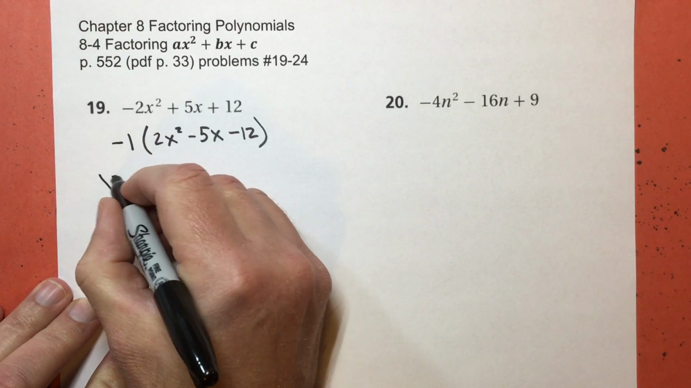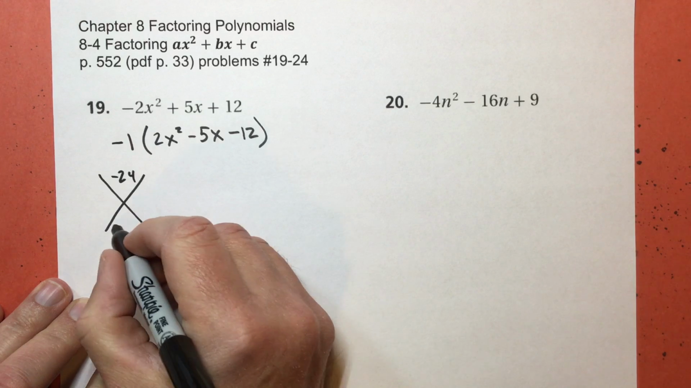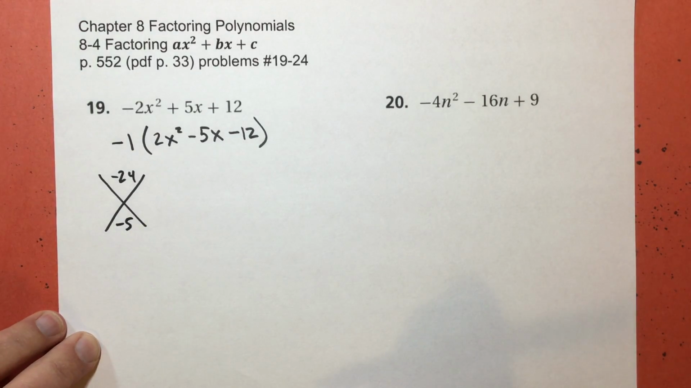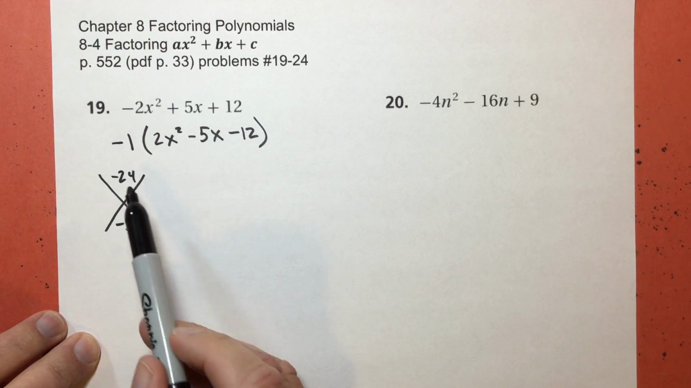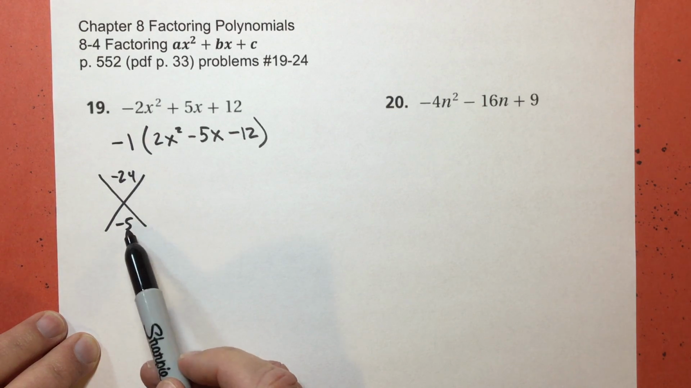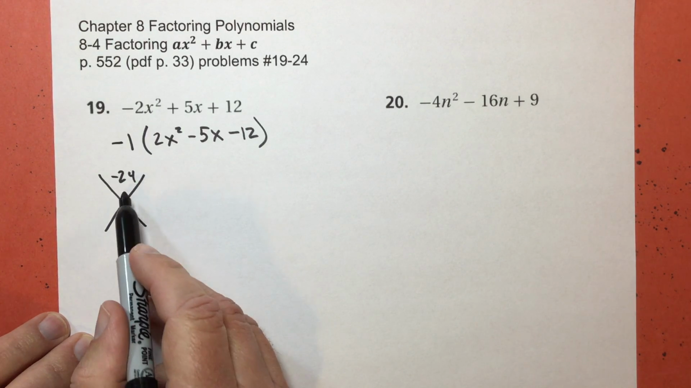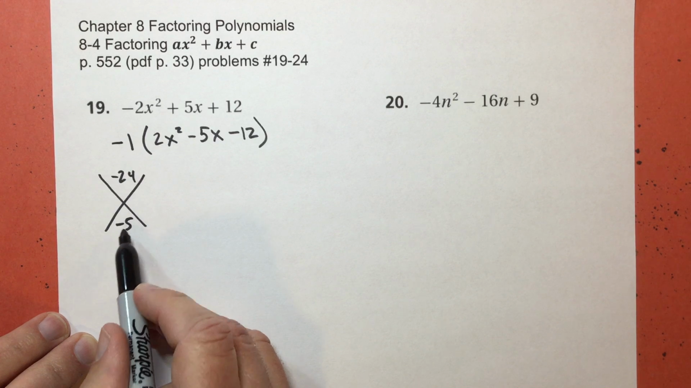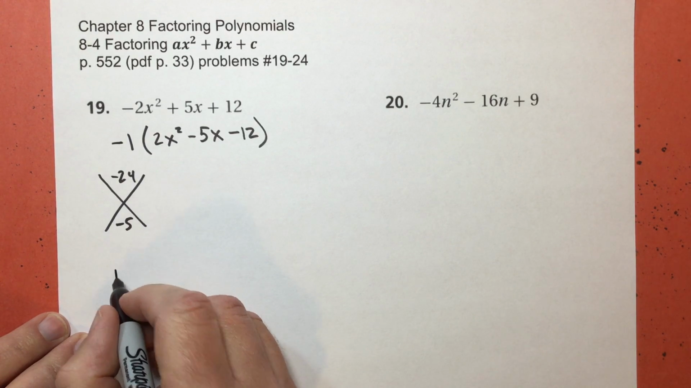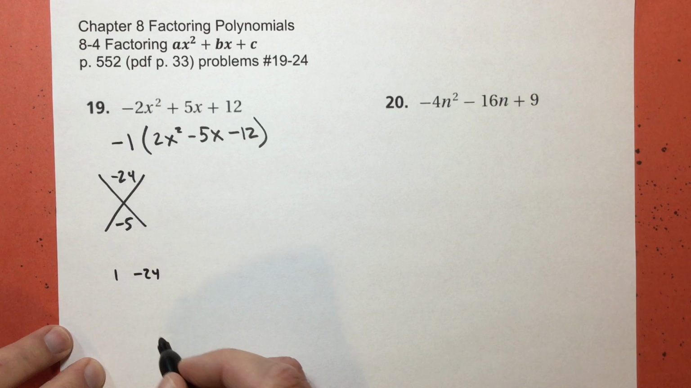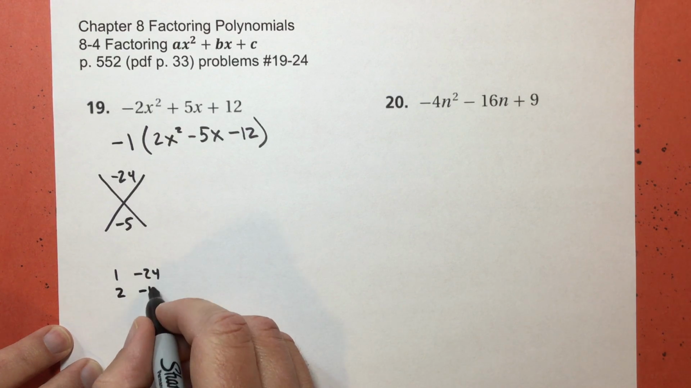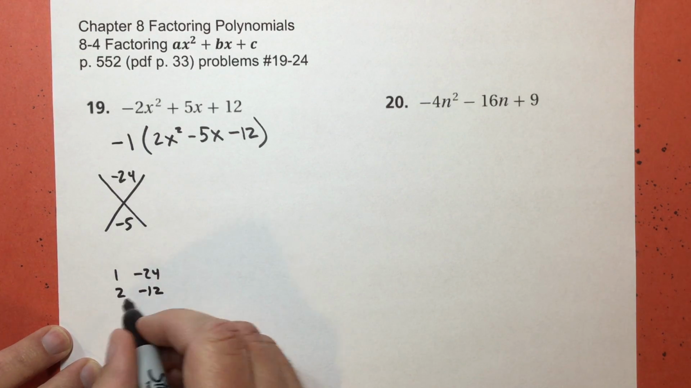2 times -12 is -24. The -5 goes right here. So what multiplies to give -24 but adds to give -5? That means one has to be positive, one has to be negative, and the number that looks bigger has to be negative. So 1 and -24, that's -23. 2 and -12, that's negative. When I add, I get -10.